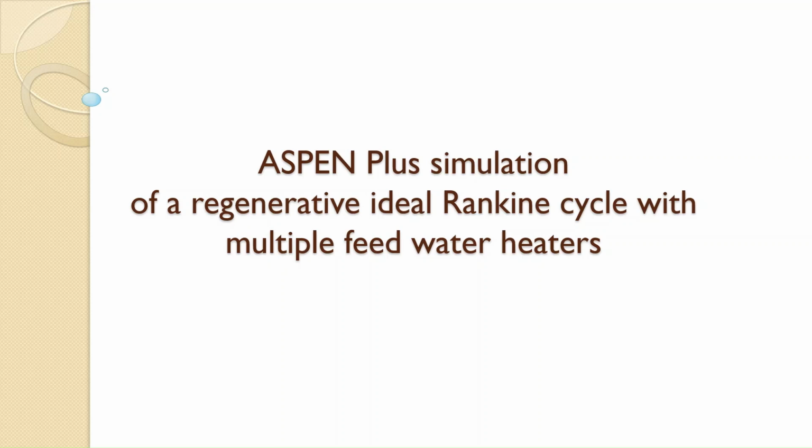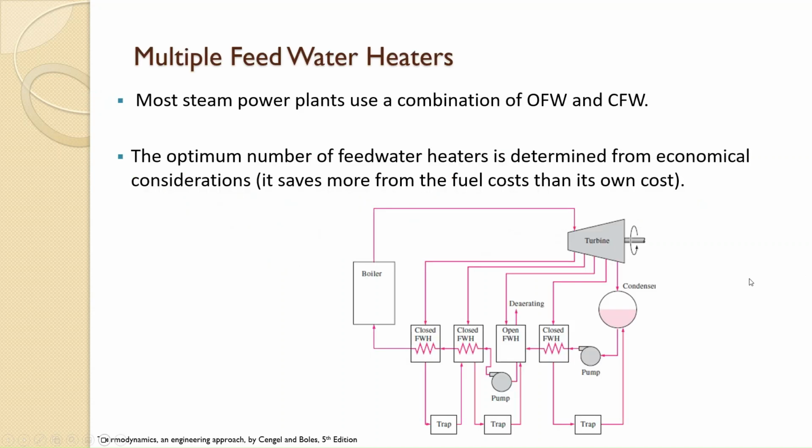Welcome to this tutorial. In this tutorial, we look into Aspen simulation of a regenerative ideal Rankine cycle with multiple feedwater heaters. If you remember from our previous discussions, we said that we have two types of feedwater heater, closed feedwater heater and open feedwater heater.